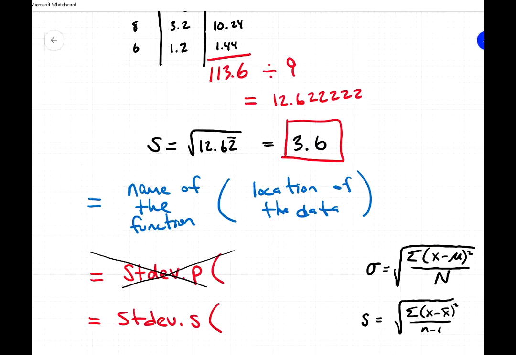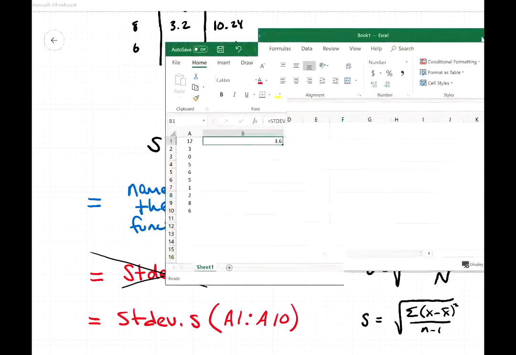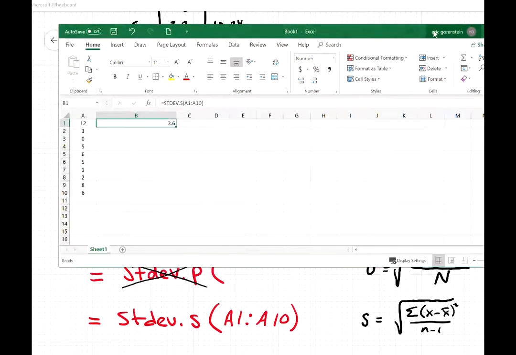So equal sign, the name of the function, and this is one you want to write down. You're going to be using this one a lot as you go through the course. And then the location of our data was A1 up through A10. Let me just bring this back so we have it. So our data was here in column A. So the location of the data is column A from row 1 up to row 10. So there's our location of the data.